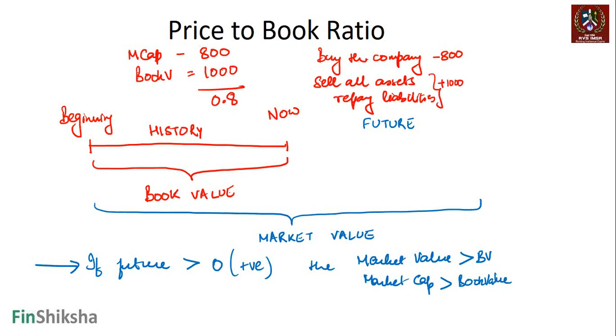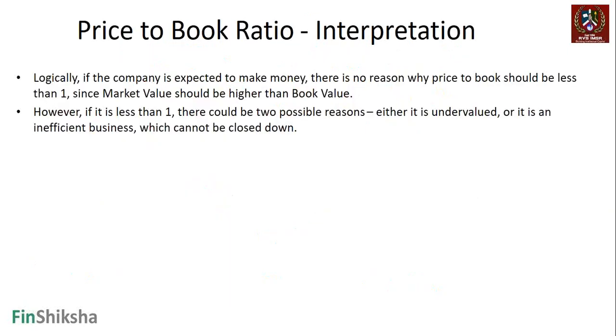So theoretically speaking, if the company is trading at less than 1 price to book value, you could carry out this assertion. You could do this, right? So practically speaking, most companies should not trade at a price to book ratio of less than 1 unless you believe that it is undervalued. So logically, the market value should be higher than the book value. But if it is less than 1, there could be two possible reasons. The first one is it is undervalued, in which case you can buy the company and close the company down, right? When you close the company down, you sell the assets and repay the liabilities, and what is left is your money, and you'll make that money.